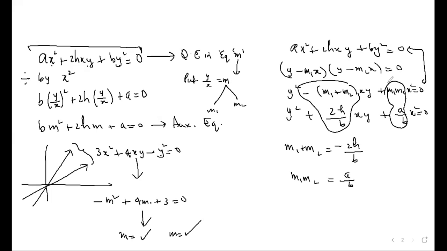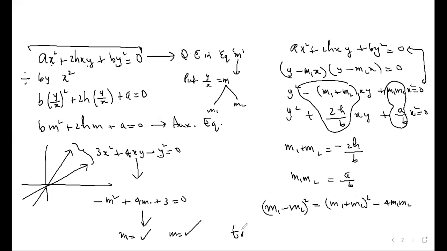Understood or not? Then how do you calculate the difference of the slopes? You have to square it: (m1 plus m2) whole square minus 4 m1 m2. So from this you can get the difference of the slopes.